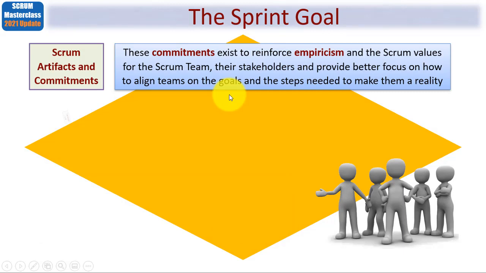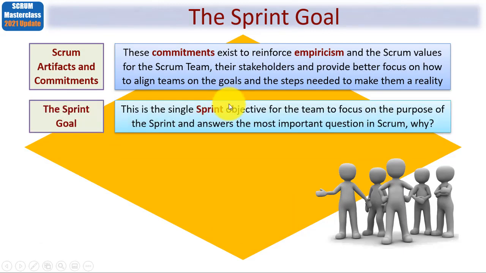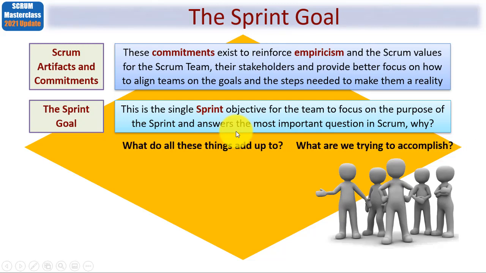So the sprint goal then, this is the single sprint objective for the team to focus on the purpose of the sprint and answers the most important question in Scrum: why are we doing this? And frankly, the sprint should be cancelled if the sprint goal becomes obsolete, and only the product owner has the authority to cancel the sprint. So what exactly do all these things add up to? And what exactly are we trying to accomplish? Well, that's the sprint goal.